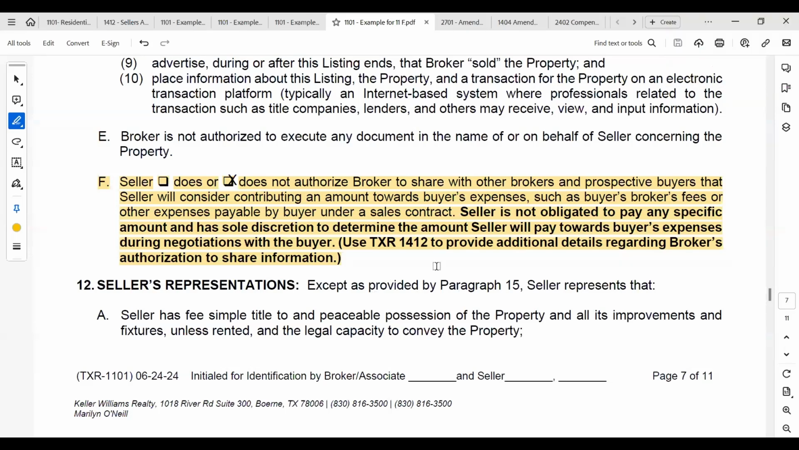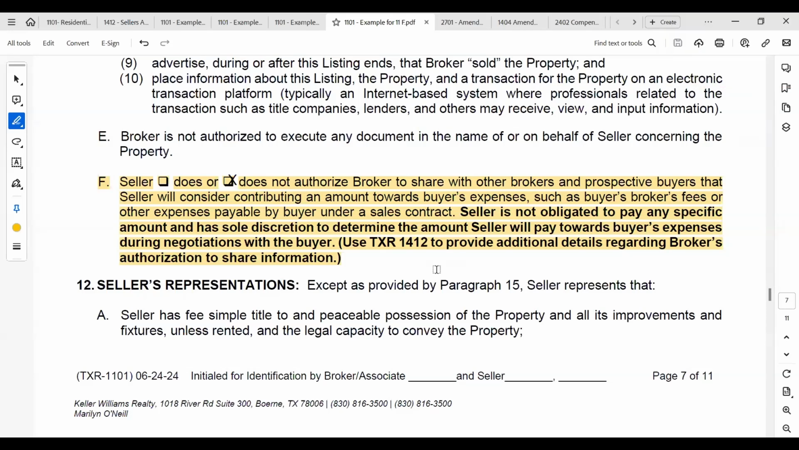Exactly. So like if a person is needing help with closing costs, isn't that what this is applying to? Correct. And it's about disclosing prior to an offer being made. In other words, this is giving the listing agent permission to disclose to others that the seller is considering contributing an amount towards the buyer's expenses. Correct. 1412 identifies a dollar amount if the seller is so inclined for the listing agent to share that dollar amount with others.